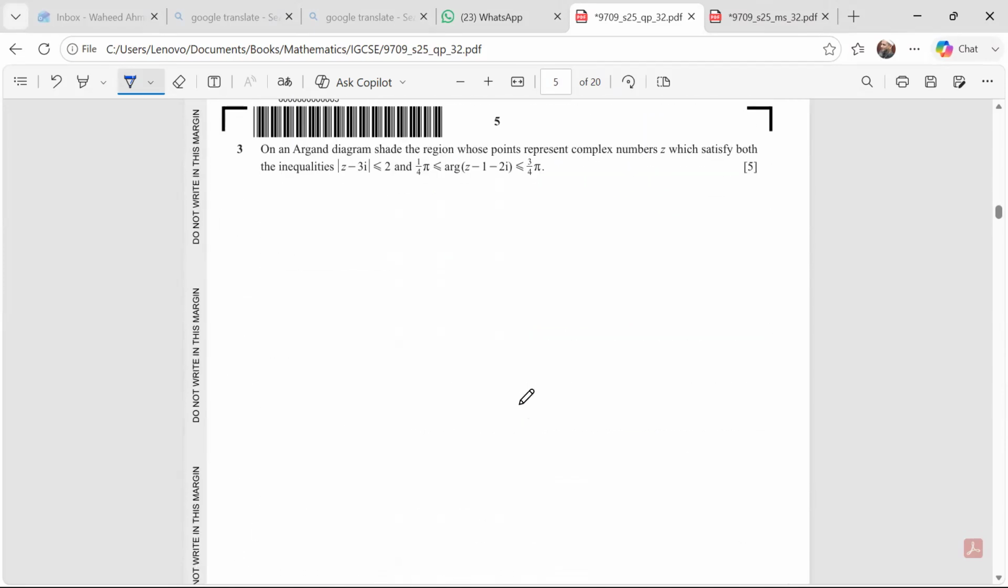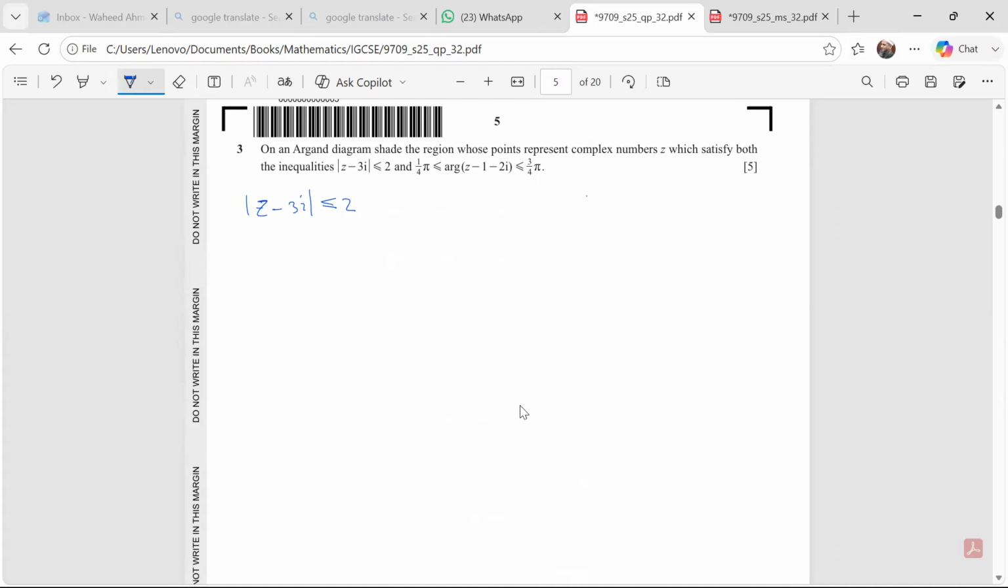Question number 3. On an Argand diagram, shade the region whose points represent complex numbers z which satisfy both of these inequalities. You see this thing, the absolute value of z minus 3i is less than 2. This represents the equation of a circle, right? It says that all complex numbers fulfill this condition. In fact, it's not a circle, it's a disk, I should say.